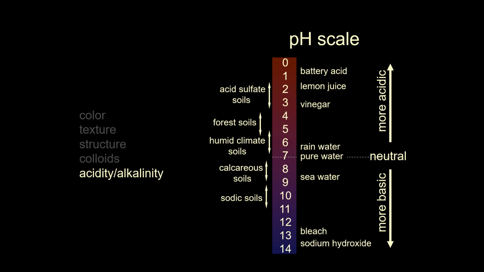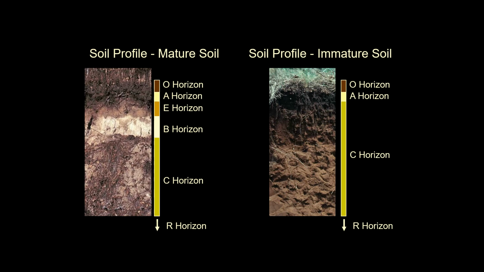So if you know that, then you need to draw your attention to the soil profile. So mature soil and immature soil. In a mature soil you have O, A, E, B, C, and R horizon. R is completely bedrock, C is disintegrated bedrock, and B horizon is where you see the difference between the soil profile, the mature soil and the immature soil.